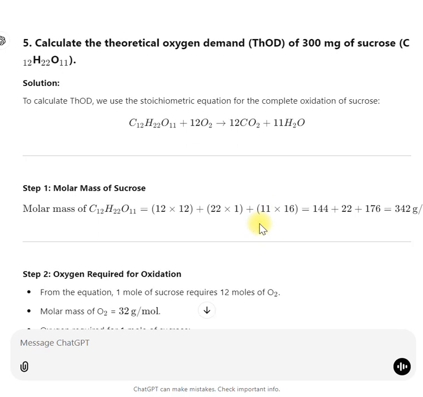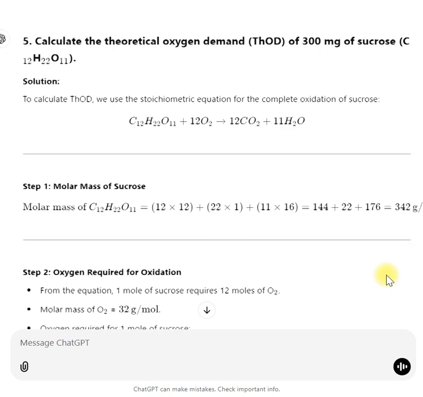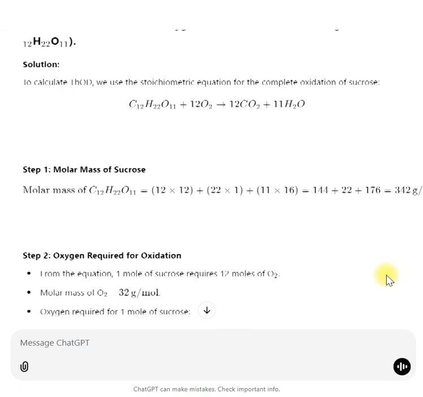Task 5. Calculate the theoretical oxygen demand, ThOD, of 300 milligrams of sucrose, C12H22O11. Solution. To calculate ThOD, we use the stoichiometric equation for the complete oxidation of sucrose: C12H22O11 plus 12 O2 right arrow 12 CO2 plus 11 H2O.